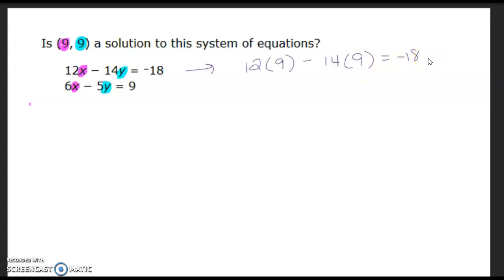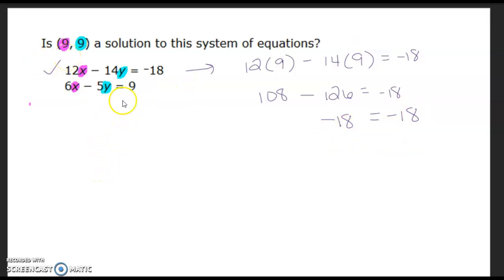So for this one, you may need a calculator. So we have 12 times 9, which is 108, minus 14 times 9, which is 126, equals -18. Now we have 108 minus 126, and that gives us -18. Now, this is a true statement. We got it right. And if it's on the line, you'll always get a perfect statement. So it does work for this first one.